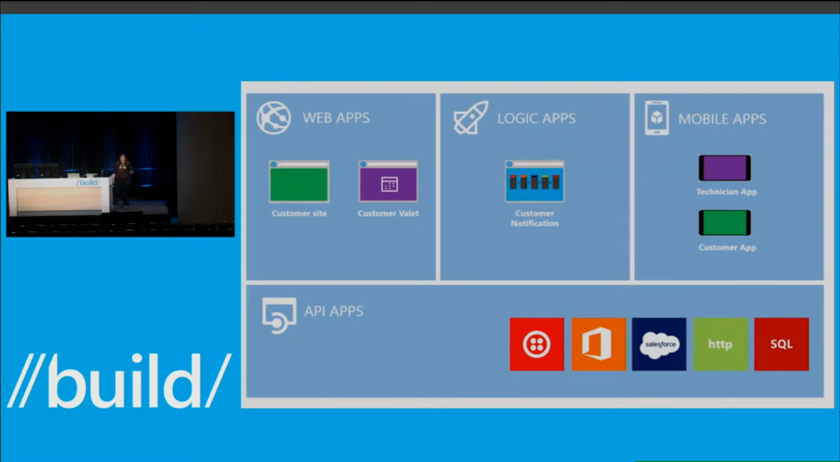And to tie all these things together, we're going to use API apps. So these are just some of the connectors we can use. So Office 365, Twilio, Salesforce, there's also a Dynamics connector, there's HTTP, there's SQL, and of course you can write your own. The great thing about the connectors, as I said, is that they can have authentication in them and access control in addition to providing an API to the different components of your app.